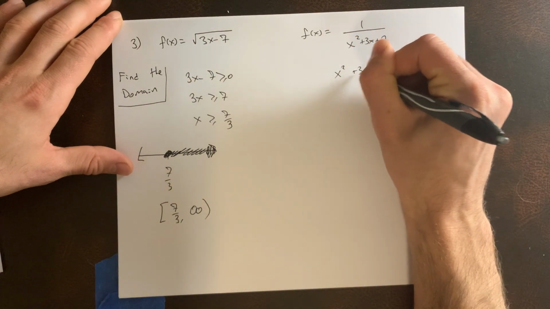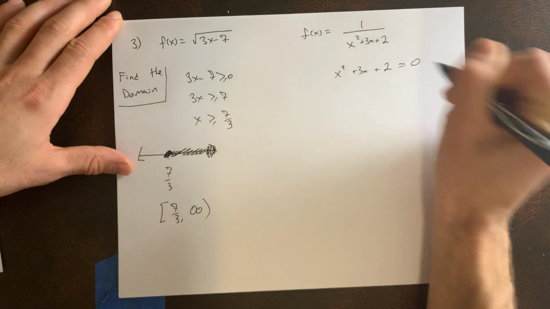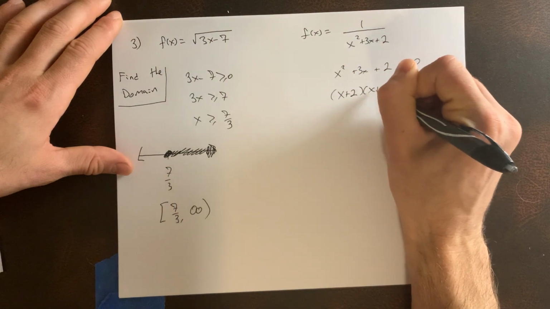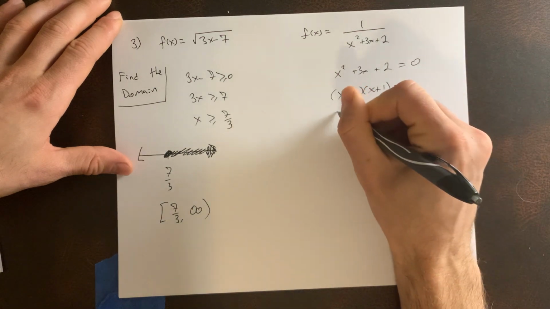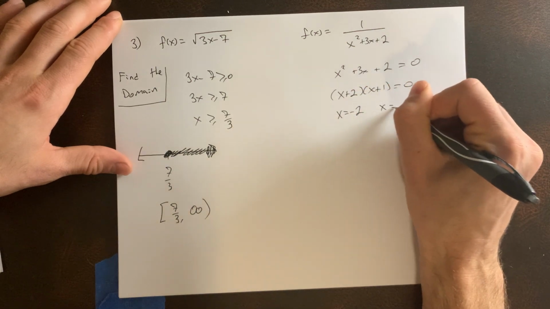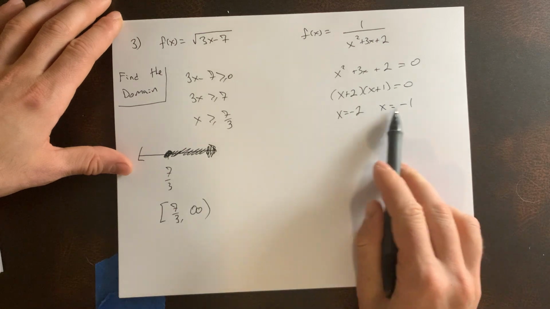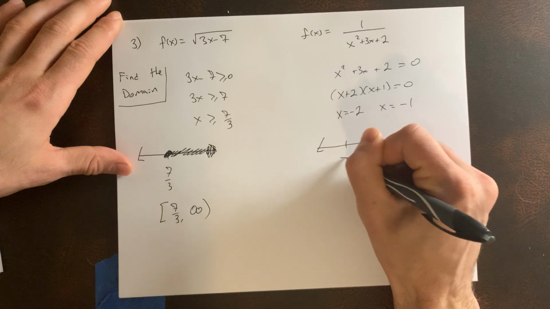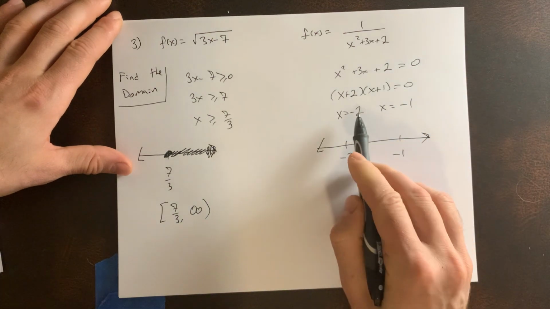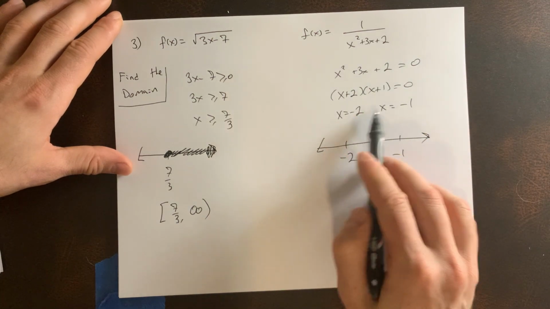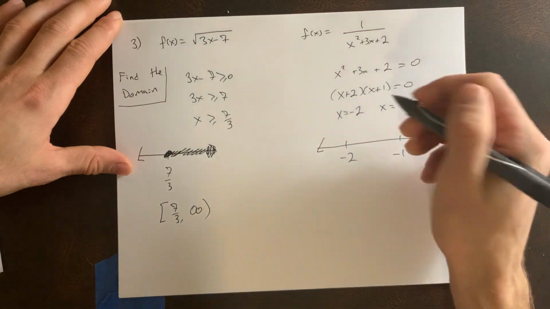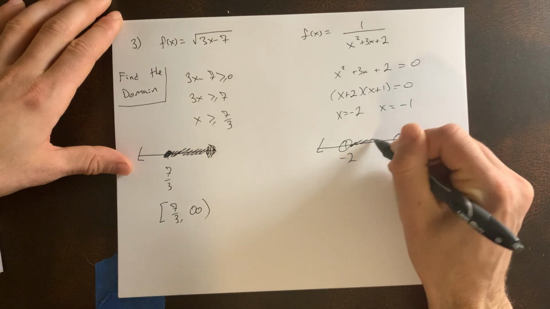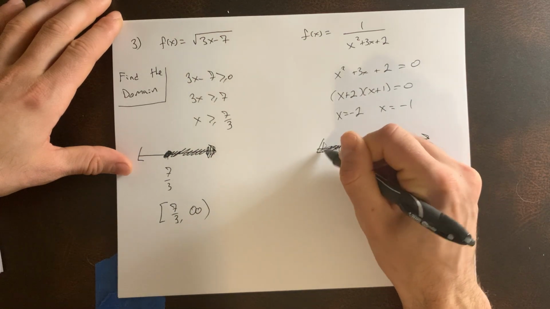So x squared plus 3x plus 2 is equal to 0. And we can factor this. This is going to be x plus 2, x plus 1. So we're going to get x is minus 2, x is minus 1. So these are the two x values that make the bottom of this fraction 0. So we go to our number line. Here's minus 2, here's minus 1. And because these two numbers make the bottom of this fraction 0, we can't be these numbers. So we're going to put a circle here, and a circle here, so we get rid of them. But then we're able to shade everything else.